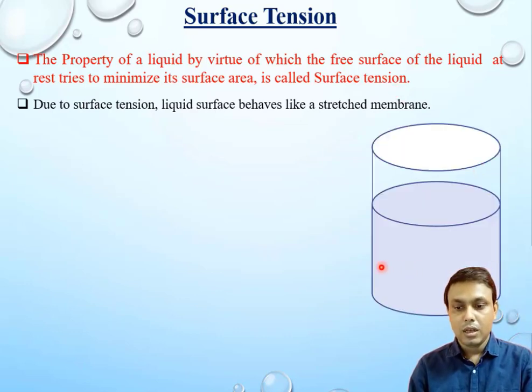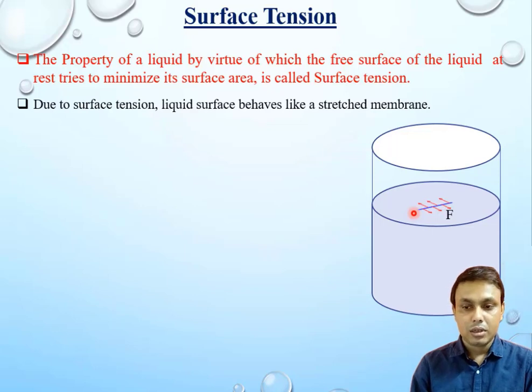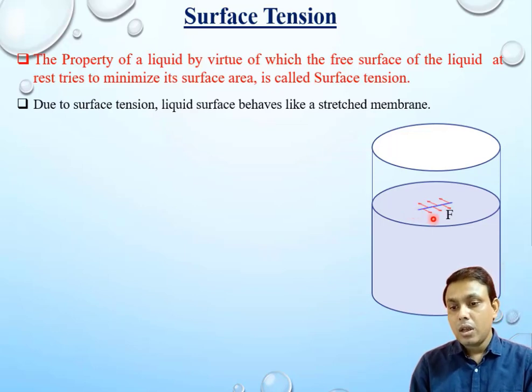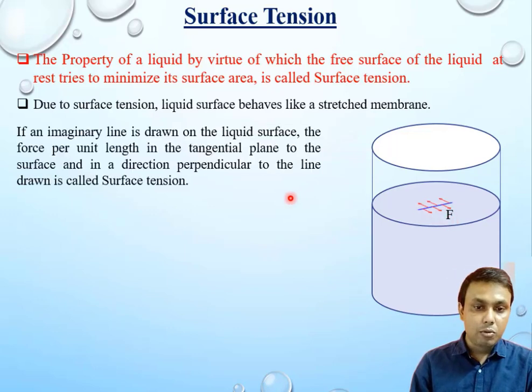Now this is a container which is containing some liquid. Now if I consider an imaginary line on this liquid surface, then on both sides of this line there will be some force acting. These forces are perpendicular to the line and tangential to the plane of the liquid. Now this force per unit length is called surface tension. So we can define surface tension in another way.